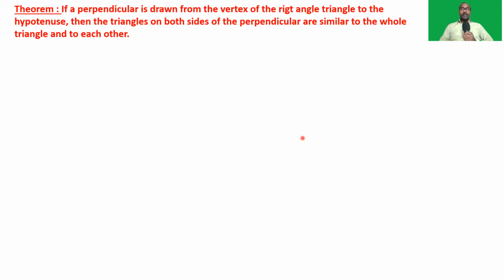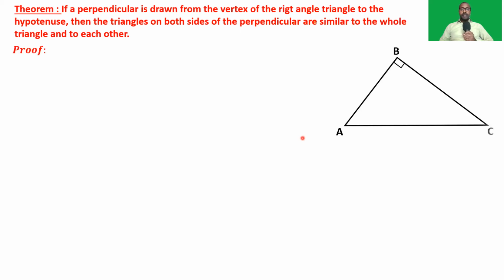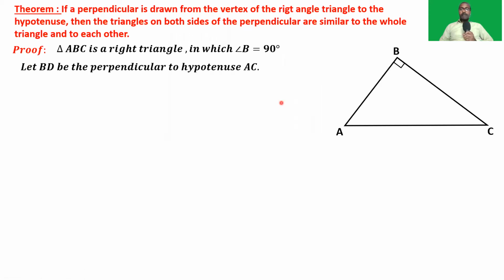This is the theorem. So, take a triangle ABC in which angle B is right angle, and now draw a perpendicular from B to the hypotenuse AC. Here BD is the perpendicular drawn from B on hypotenuse AC. Now, consider the triangle ADB and the whole triangle ABC.